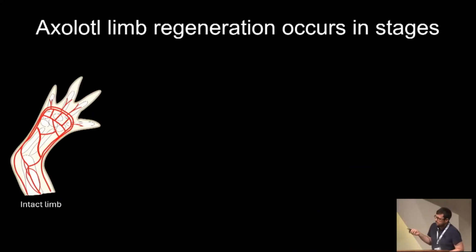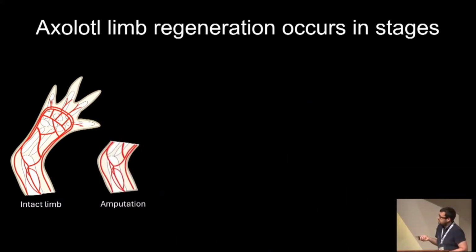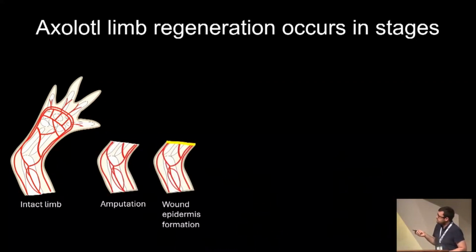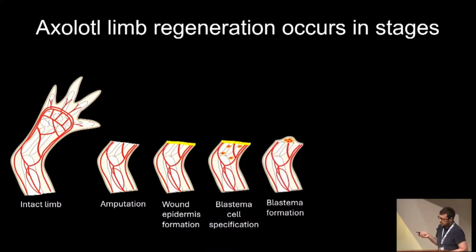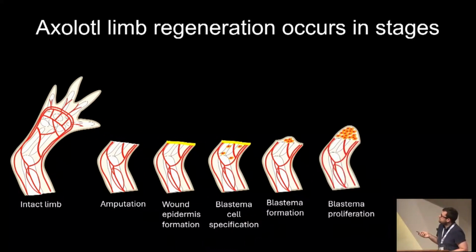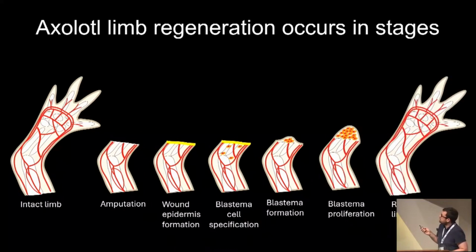So just to recap, axolotl regeneration occurs in stages. After amputation, you see the formation of a wound epidermis, and then blastema cells are specified throughout the limb. They migrate and coalesce to the point of the limb, where they begin to form a blastema. This blastema grows and proliferates, and eventually gives rise to all of the tissues of the limb.